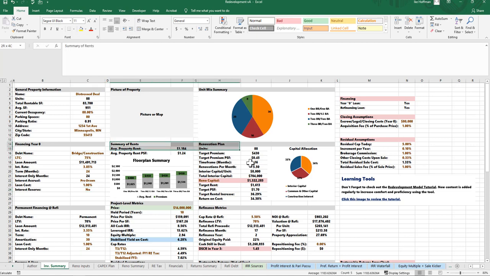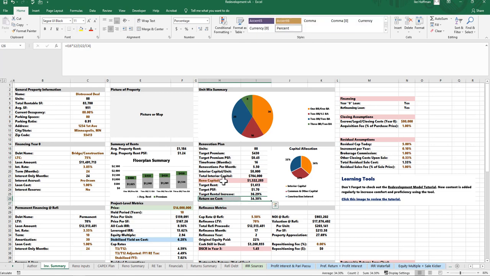The summary of rents and the renovation plan, this is pulling from the Reno Inputs tab. The Reno Inputs tab is really the meat and potatoes of the renovation analysis. That information is just being summarized here. For return on cost calcs, you can see we're solving for a 34% return on cost.